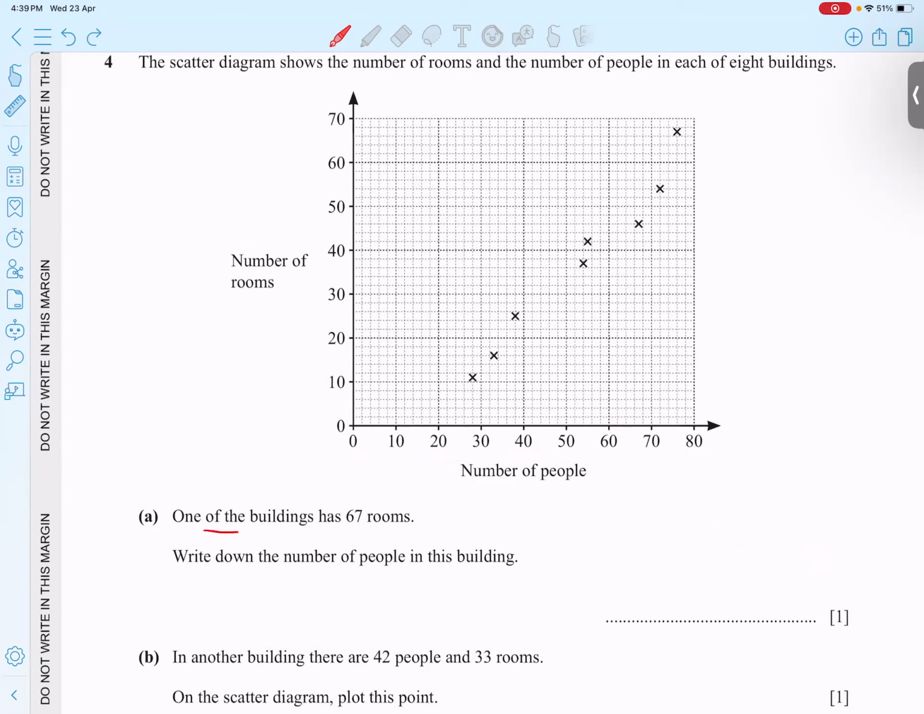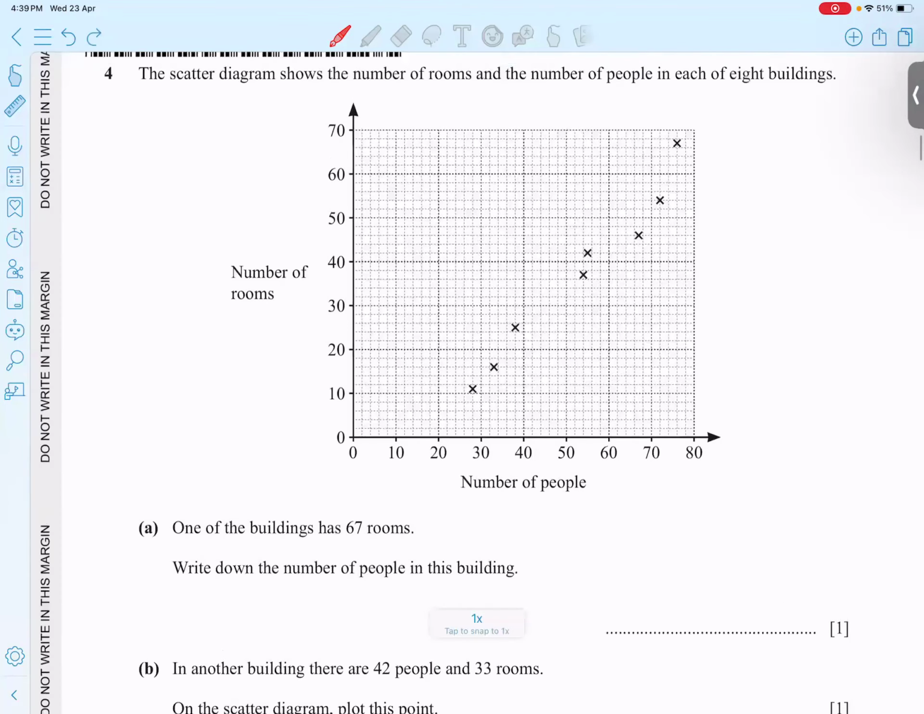He said one of the buildings has 67 rooms. How many people are in that building? We have a formula, students. I'll tell you the formula for scale. Let me write it for you. It is fixed: the value divided by the number of boxes.